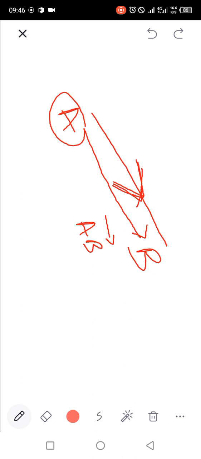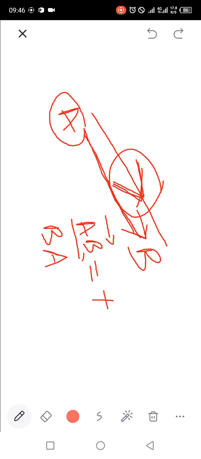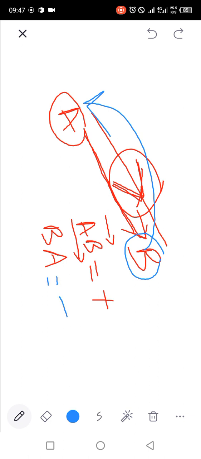I want you to take note that the direction can be in a positive way or negative way. When you are following the arrow, in this case we are moving towards this arrow, so the direction is positive. But if they give me BA, it means I'll start moving from B all the way to A. That means I'm against the arrow, so my direction is negative.